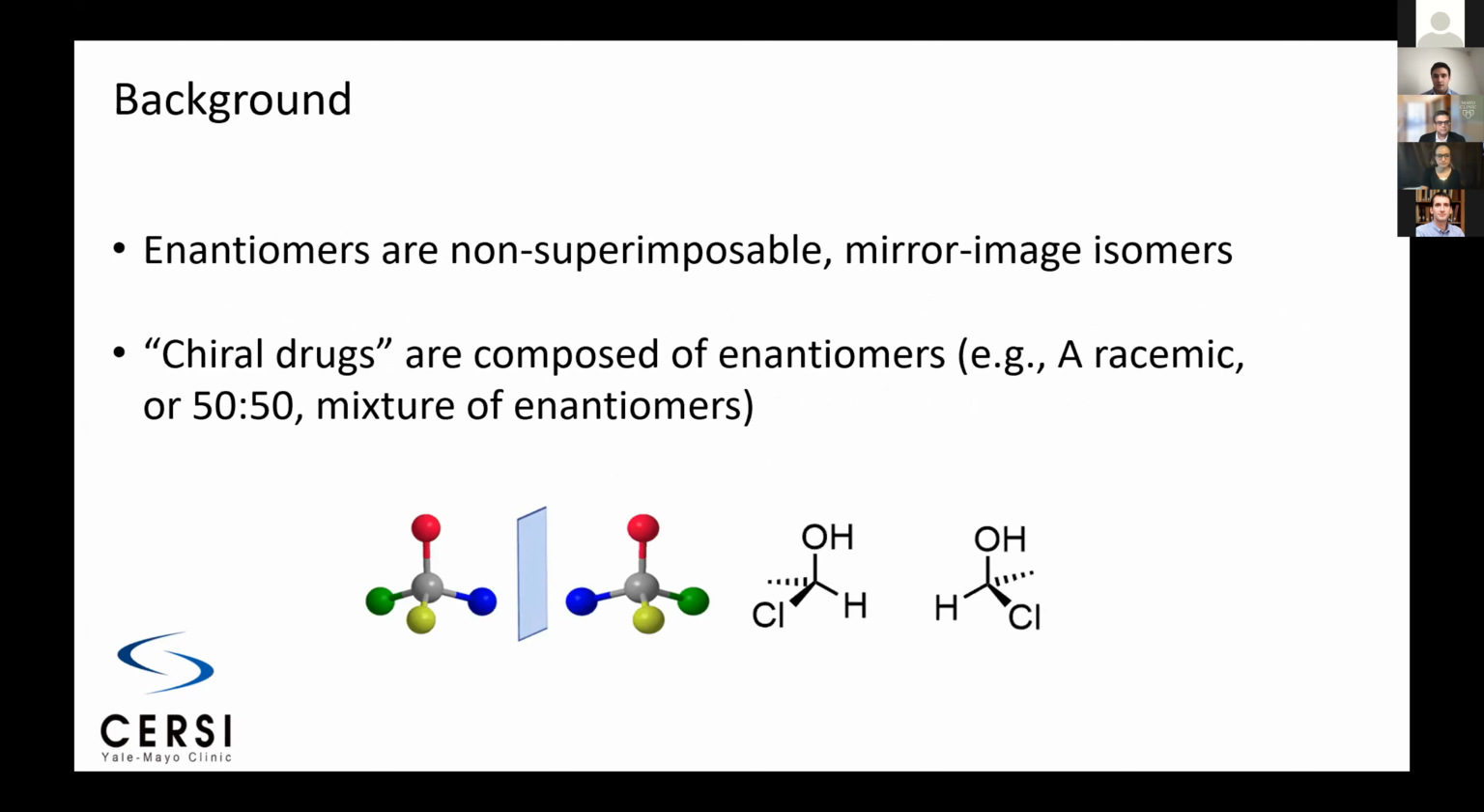And then drugs that are composed of enantiomers are called chiral drugs. Chiral drugs are frequently manufactured as a racemic or 50-50 mixture of enantiomers, and a single enantiomer drug is just a drug that contains only one enantiomer and not both. Enantiomers can have different biological activities, so one enantiomer might theoretically have a greater therapeutic effect or fewer adverse events than the other enantiomer when used in a drug. Next slide, please.